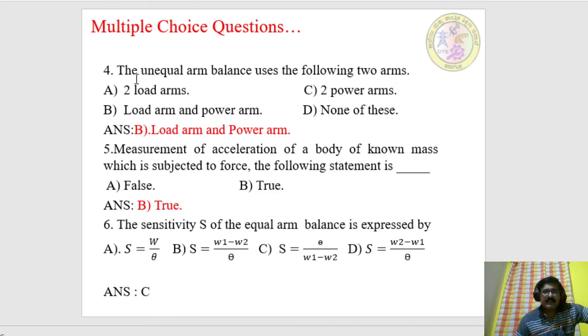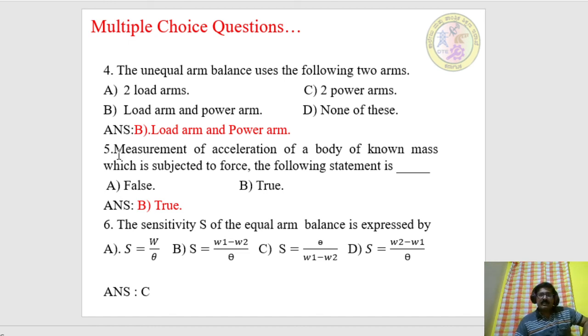Fourth question, the unequal arm balance uses the following two arms. Options are A, two load arms, B, load arm and power arm, option C, two power arms, option D, none of these. An unequal arm balance uses two arms, namely what? One load arm and one power arm. The answer will be a load arm and a power arm.